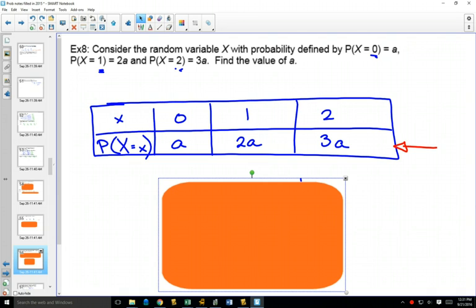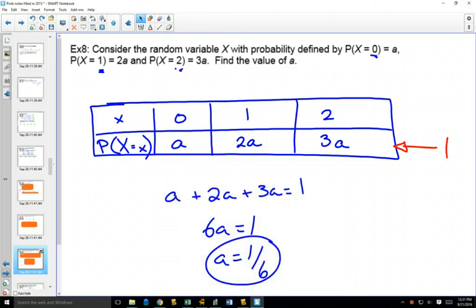What do we know about a, 2a, and 3a? They add up to 1. So if those add up to 1, we can set up an equation and we can figure out what the value of a is.